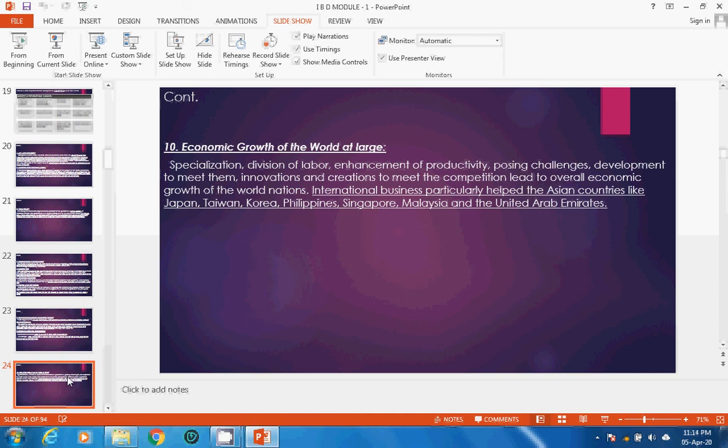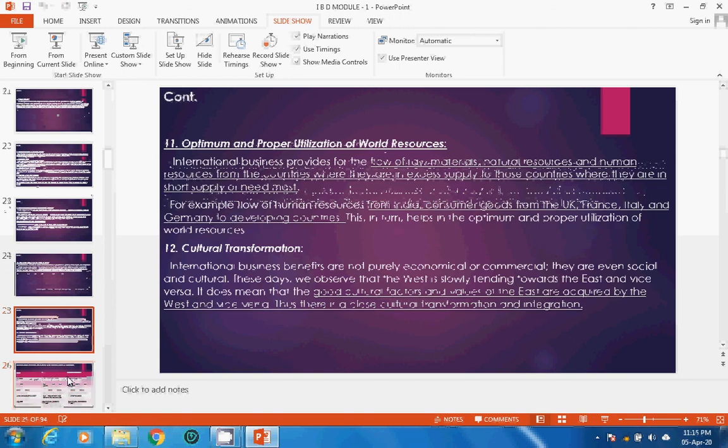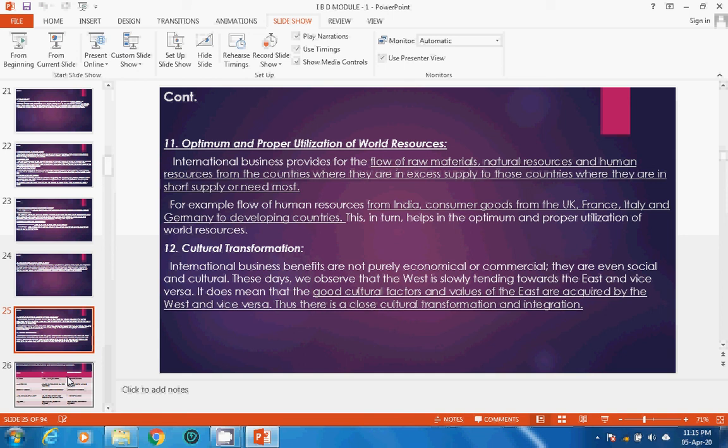the United Arab Emirates, which have grown drastically because of the participation in international business. Optimum and proper utilization of the world resources.